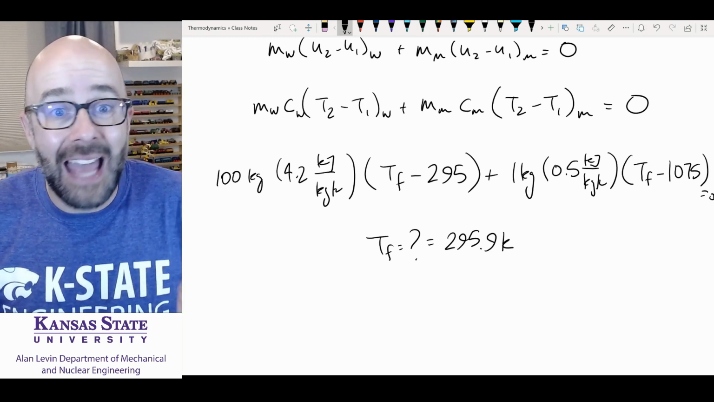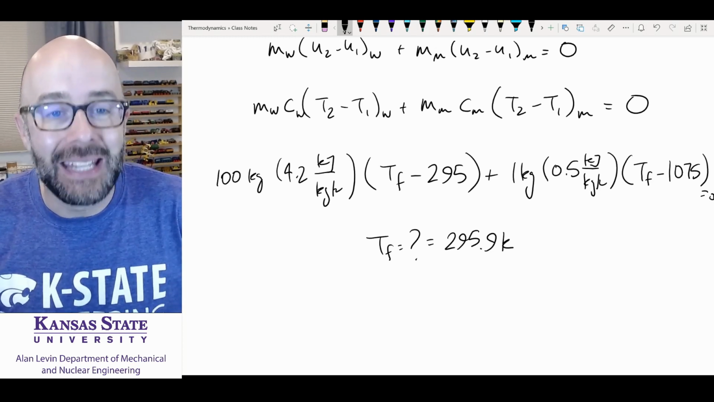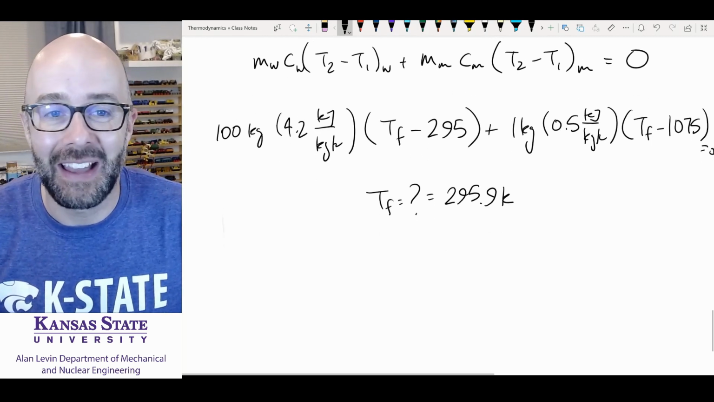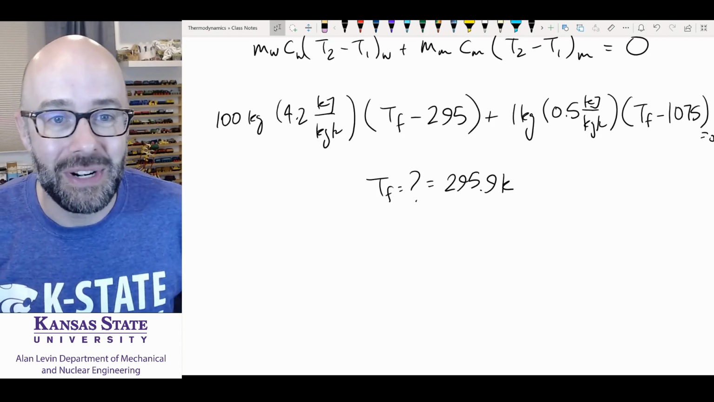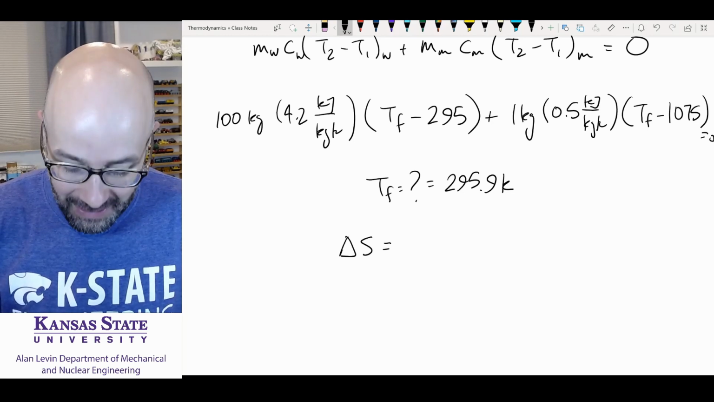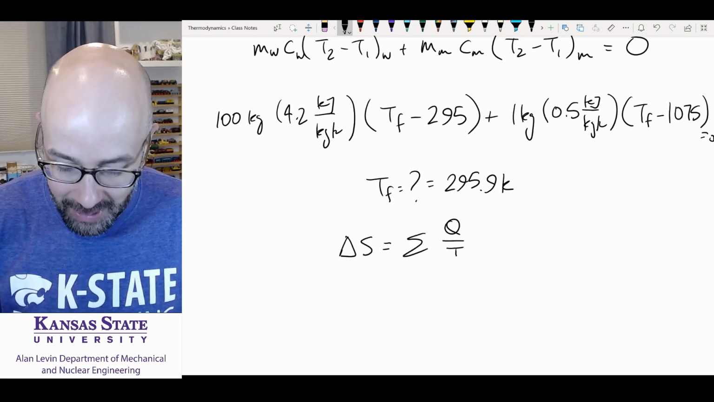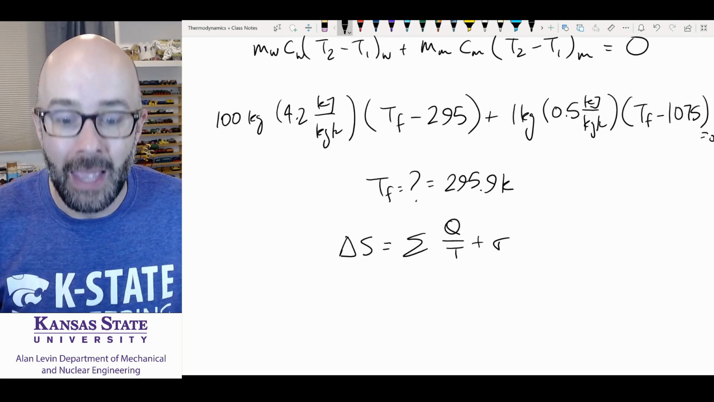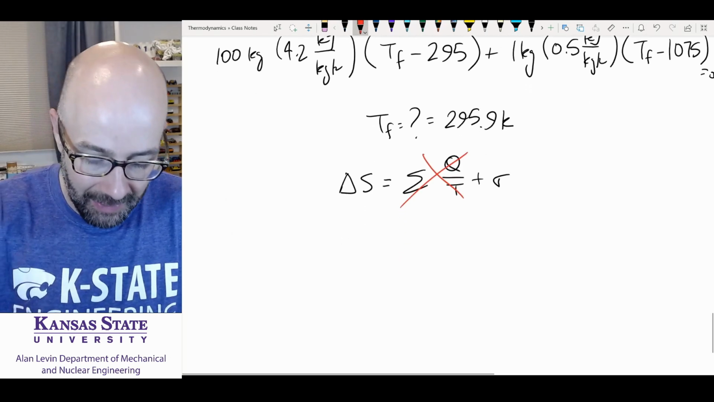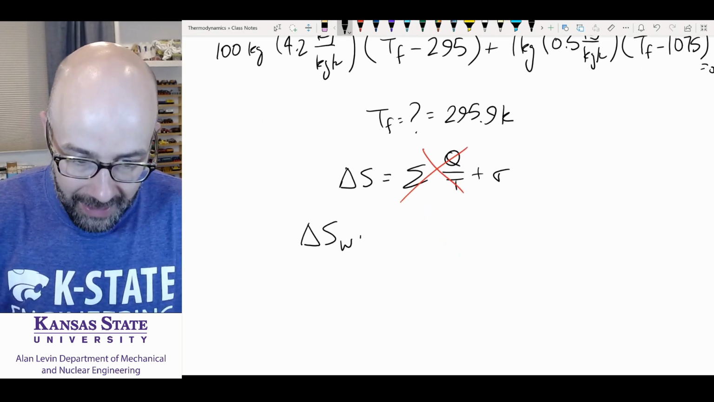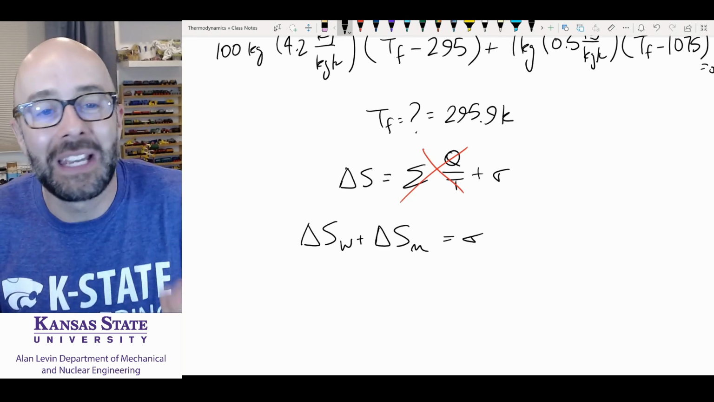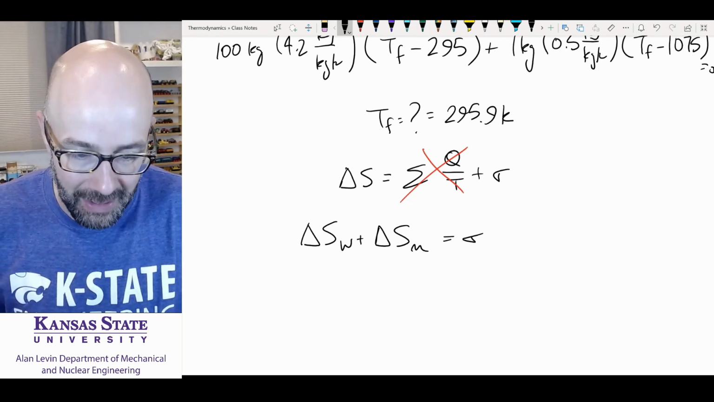Okay. But now what we have to do is find out how much entropy is produced in this problem. So that's where I want to go. Disregard what I said previously. We want to check this problem and say, okay, delta S is equal to the summation of the heat transfer over the temperature at which the heat transfer occurs, plus sigma. And we're going to say that there's no heat transfer here, so we have the delta S of the water plus the delta S of the metal is equal to sigma. Here's where we're going to use the incompressible substance model for that S.